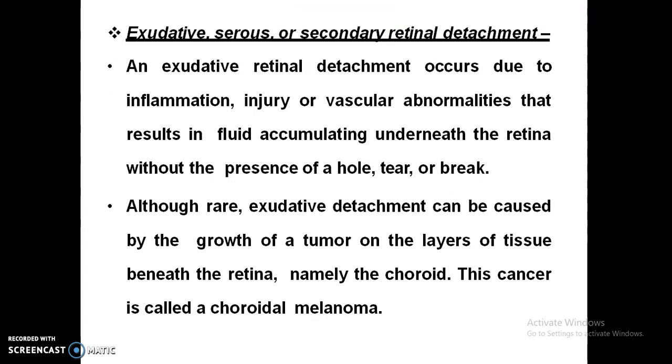Then the exudative or serous or secondary retinal detachment. Exudative retinal detachment occurs due to inflammation, injury or vascular abnormalities that result in fluid accumulating underneath the retina without the presence of holes, tears or breaks. There will not be any break in the retina, but there will be accumulation of fluids. That is the exudative or serous type retinal detachment. It may be caused by the growth of a tumor in the layers of tissue beneath the retina, namely the choroid, and this cancer is called choroid melanoma.